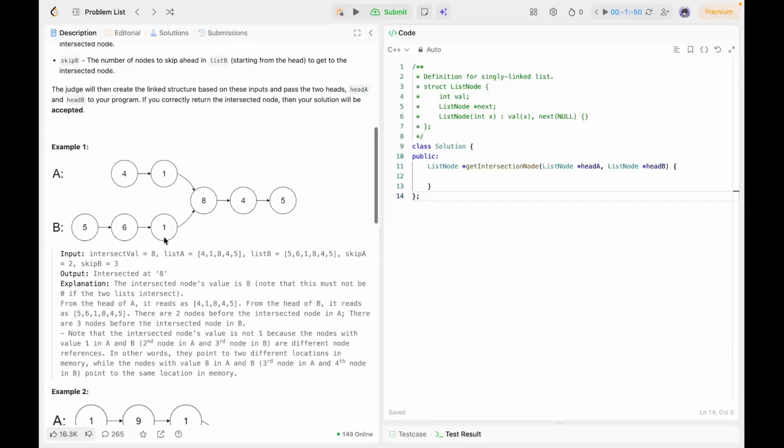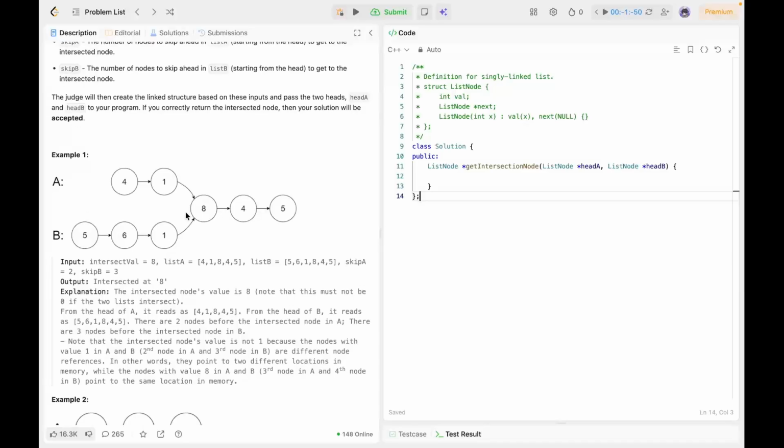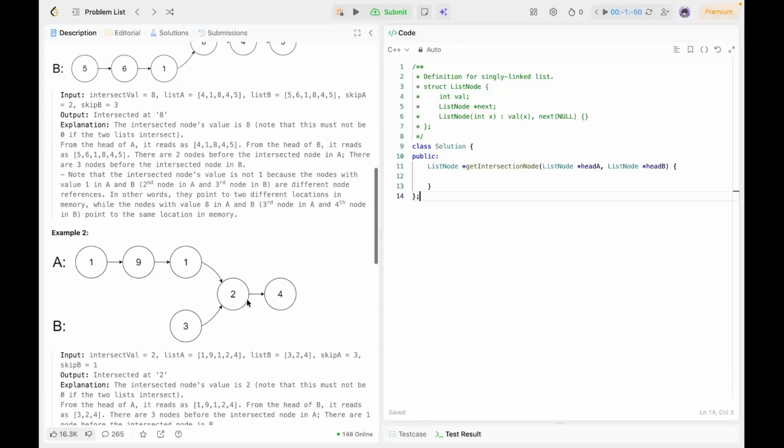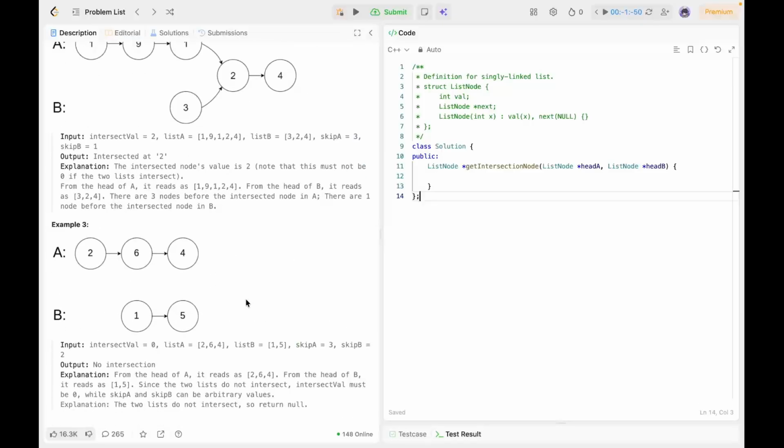If you see example 1, the first linked list is 4 1 8 4 5 and the second linked list is 5 6 1 8 4 5. The intersection point of the two linked lists is 8 in example 1. For example 2, it will be 2, because it's the common intersecting point of the two linked lists. And for example 3, they are not intersecting each other, so there's nothing, and in that case you have to return null.